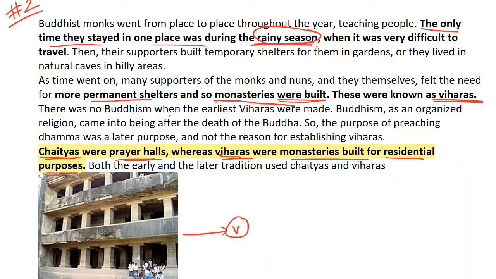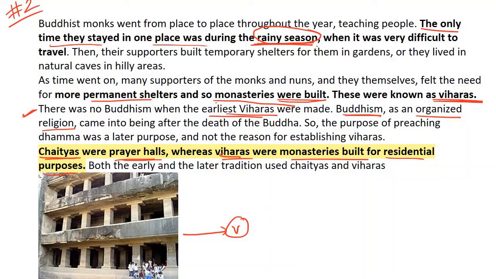And there was no Buddhism. Actually, this is another fact, कि there was no Buddhism when the earliest viharas were made. Buddhism as an organized religion came into being after the death of Buddha. बाद में ये purpose आया कि preaching of Dhamma was a later purpose. Initially, that was not the purpose of establishing viharas or monasteries. Initially, it was for them to have permanent shelters, these monks who used to move from place to place.